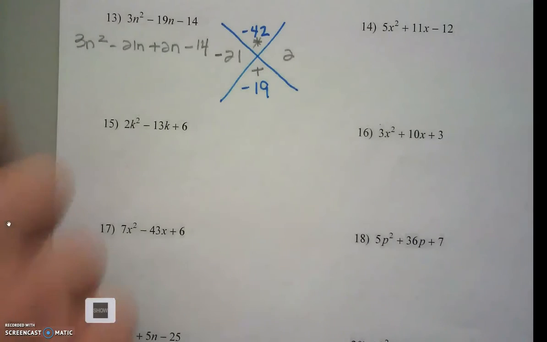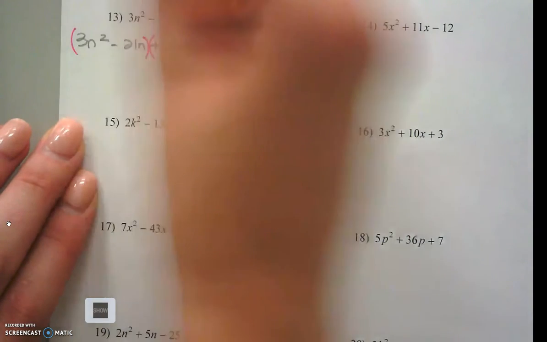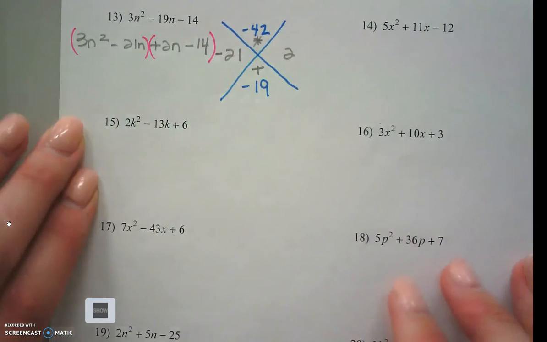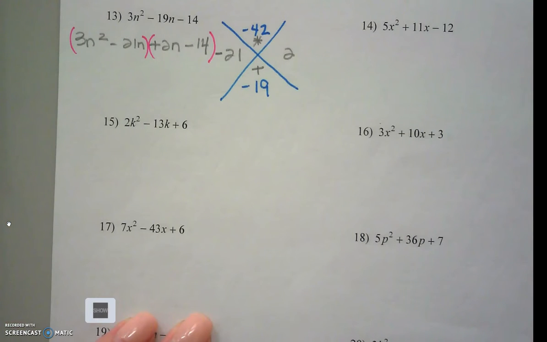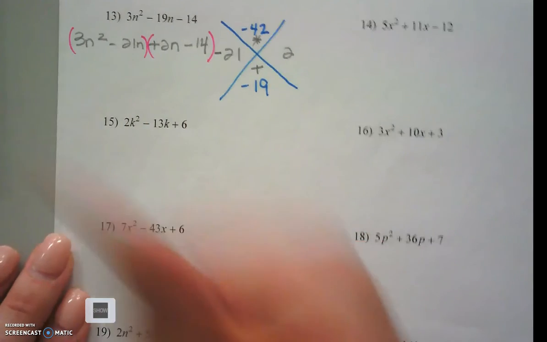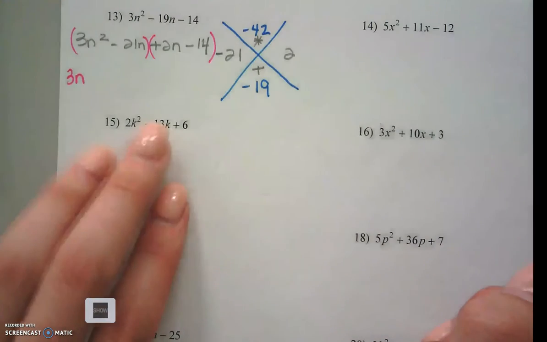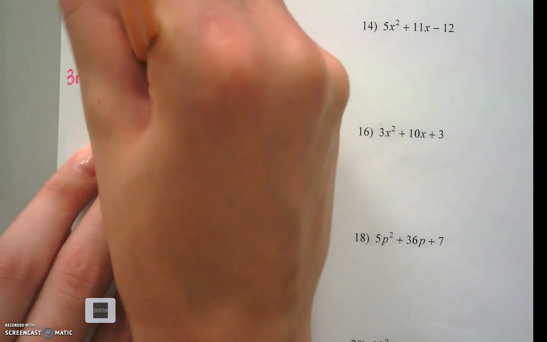I'm then going to group my first two and my last two. And I want you to think of some greatest common factors. What's the greatest thing that's in common between 3 and 21? What's the greatest common factor between 2 and 14? And we'll fill in what's left.